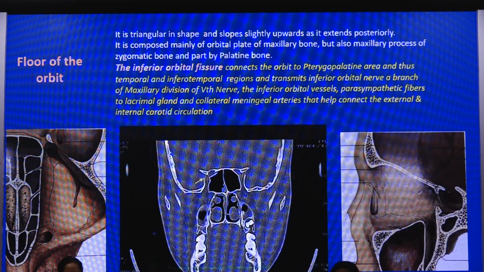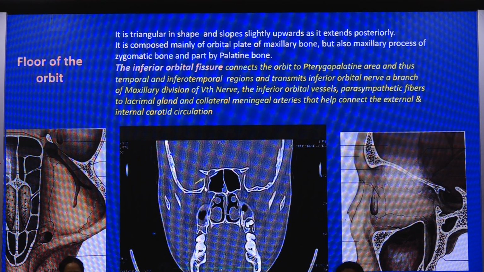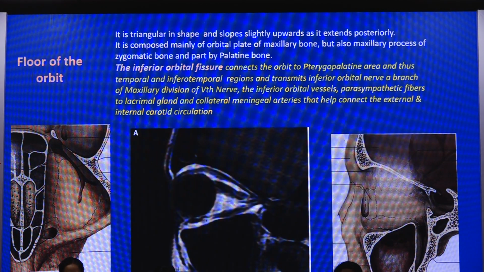So now this is the floor of the orbit. The only important thing is this is the infraorbital fissure lying over here. You can see it from above and from a sagittal section. This is the infraorbital fissure connecting with the pterygopalatine fossa and the infratemporal and the temporal fossa. This is again the maxillary sinus. You can see this is a quasi sagittal section.